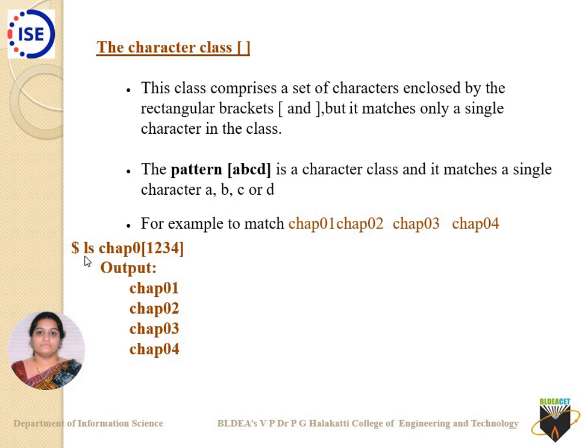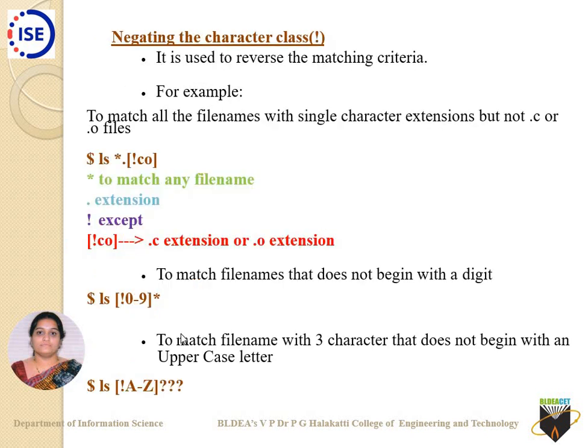Okay, now here ls chap0 with bracket 1, 2, 3, 4. It will look for the first file called chap01. It will look in the current directory. Yes, it is there. It will list it. Chap02. Okay, it will look whether it is there. Okay, it will list it. Chap03. It will look. Okay, it is there. It will list. So this is a character class.